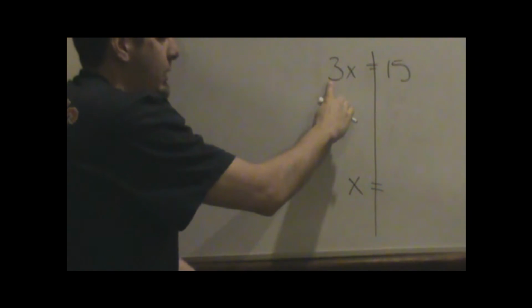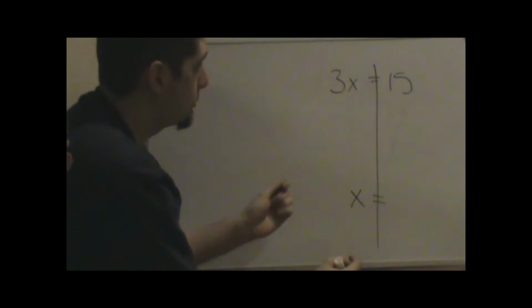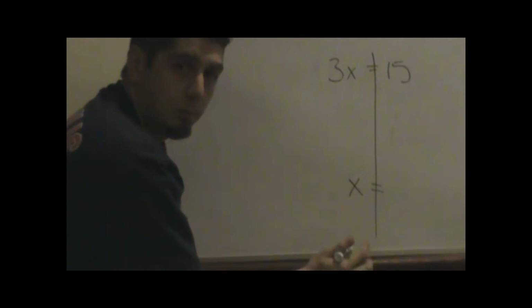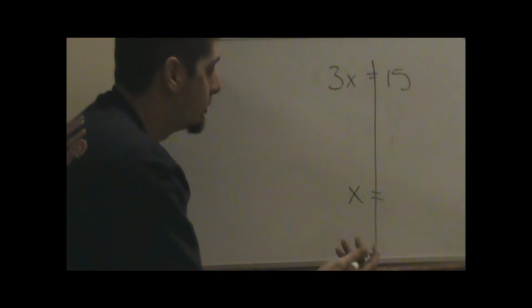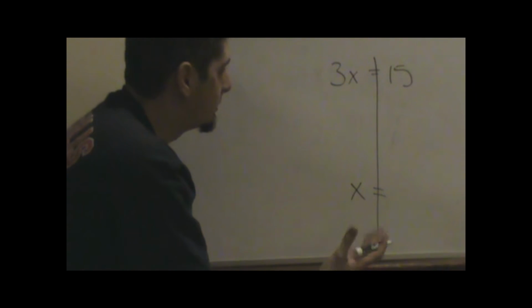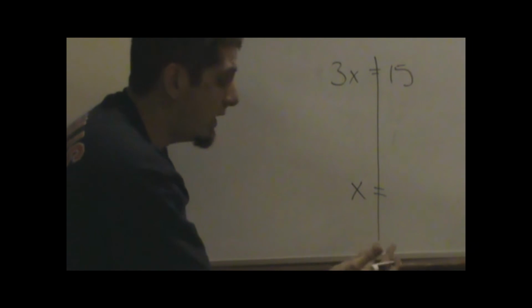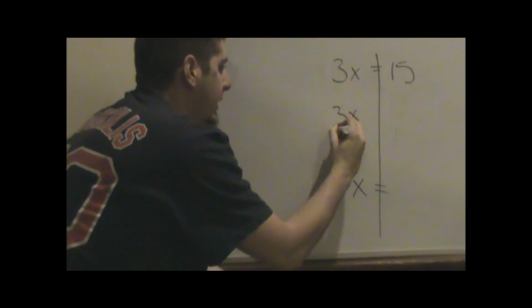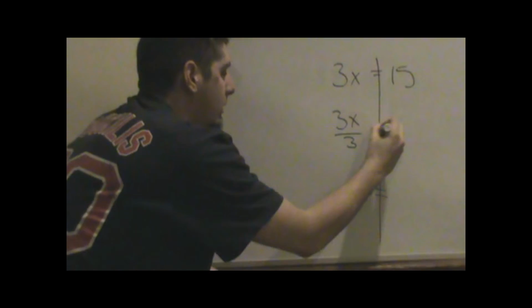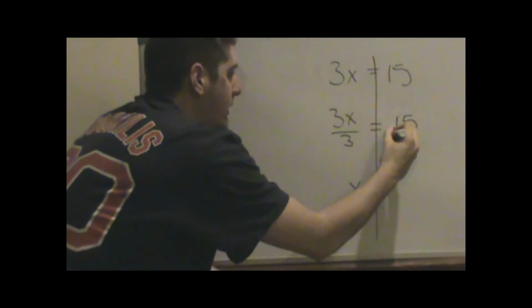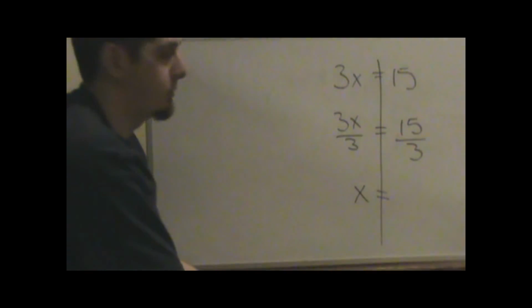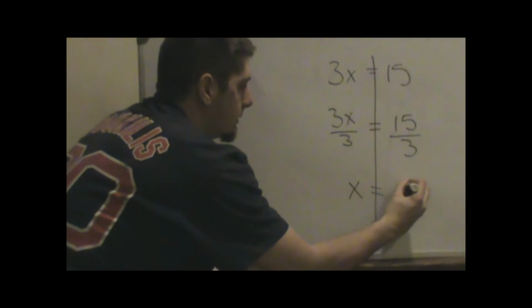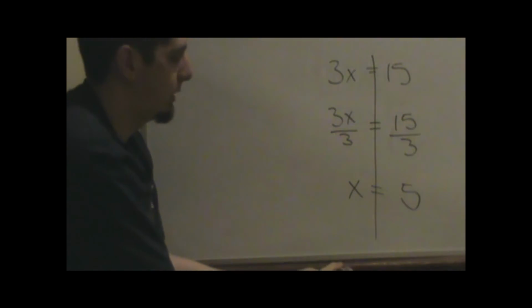And right now I need to get rid of that 3. That 3 is being multiplied by x. So the opposite of that is to divide. So I will take my 3x and divide it by 3. I will take my 15 and also divide it by 3. And that gets me an answer of 5 down there.